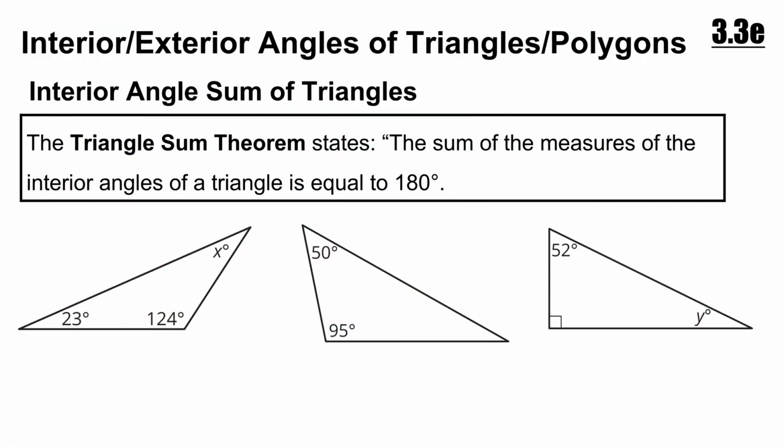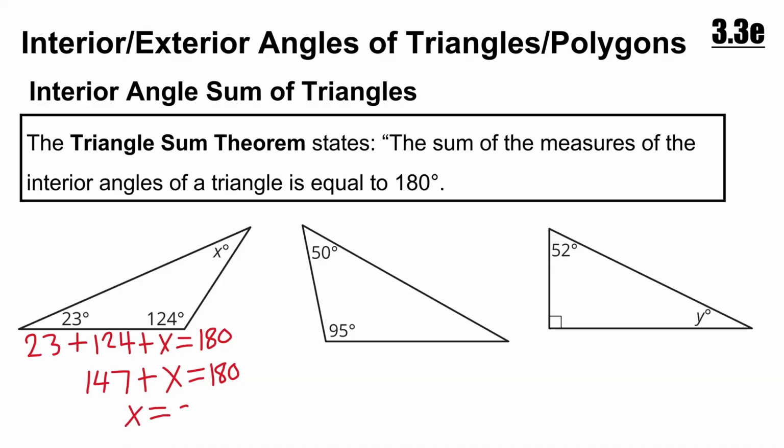Recall that the triangle sum theorem states the sum of the measures of the interior angles of a triangle is equal to 180 degrees. For the first triangle, to find the missing angle x, write the equation 23 plus 124 plus x equals 180. To solve for x, add like terms, so 23 plus 124 to get 147 plus x equals 180. Then subtract 147 from both sides to get x equals 33 degrees.